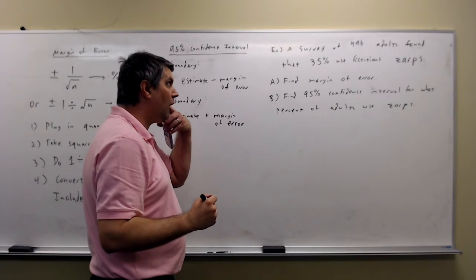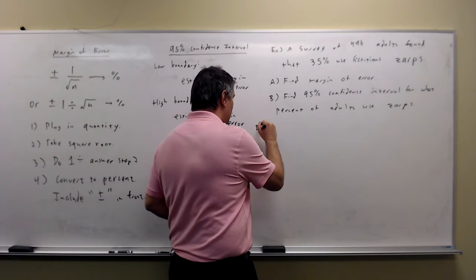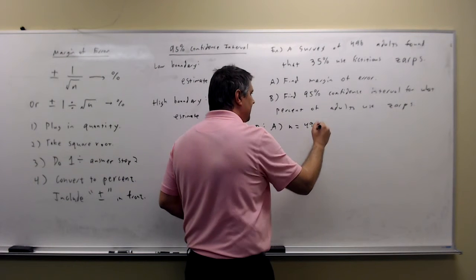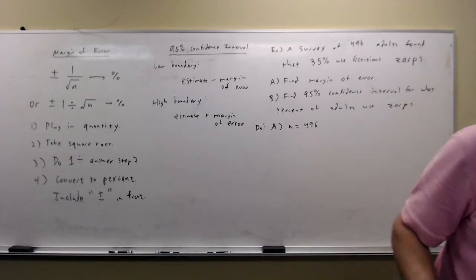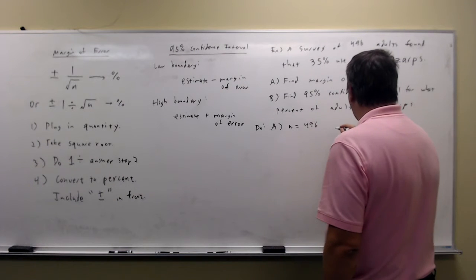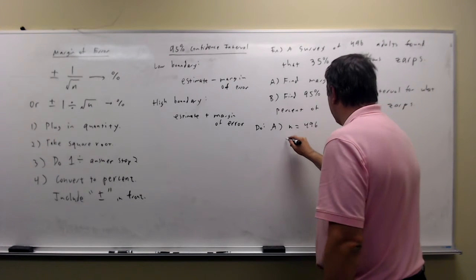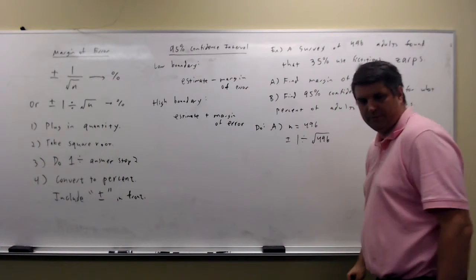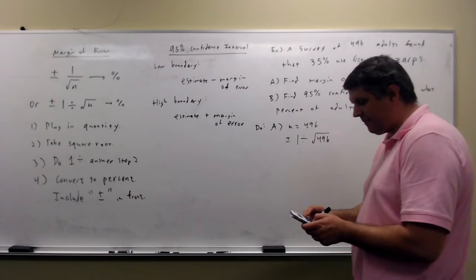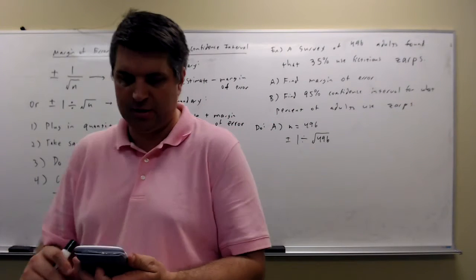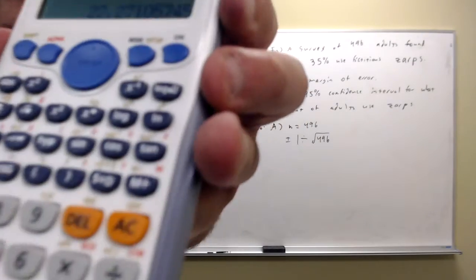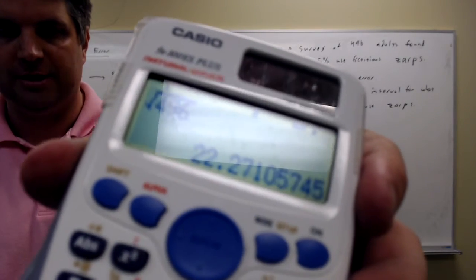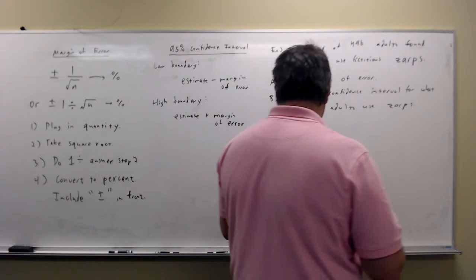So, first of all, we're going to find the margin of error. A. N is 496. That's how many people were involved in this. So plus or minus 1 divided by the square root of 496. So I'm going to take my calculator. The square root of 496 is, you hopefully can see that if you pause it. Your calculator should hopefully be showing you something similar.